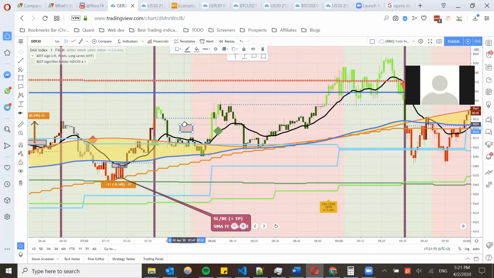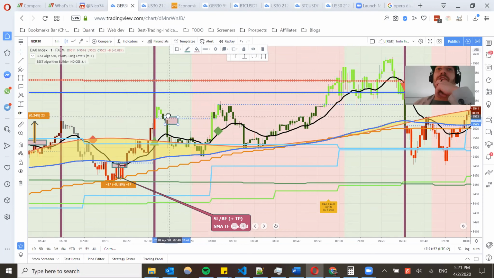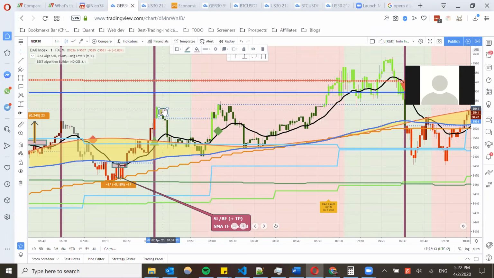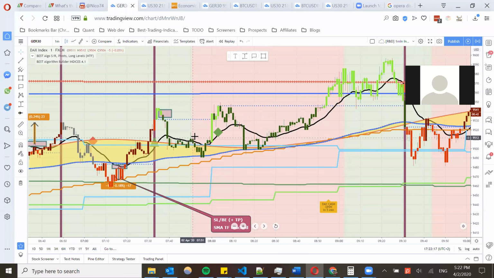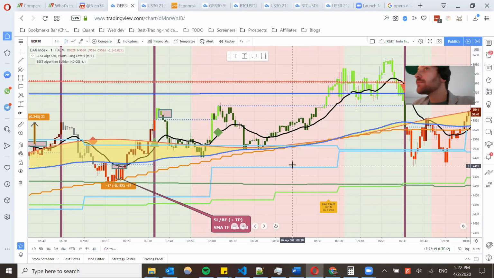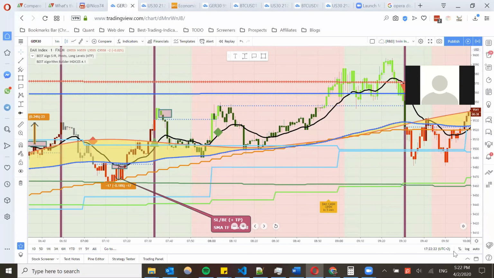No, for me, the entry, I know that for this trade it's not perfect. For me, the entry is here, because the EMA 20 is outside the cloud from here. Okay, get it. So it's here because at that moment the EMA crosses the cloud, right?